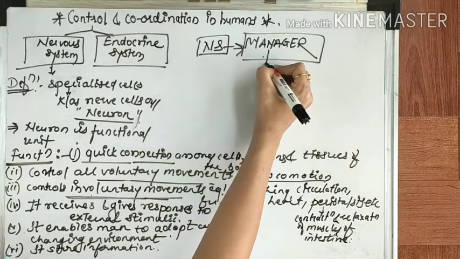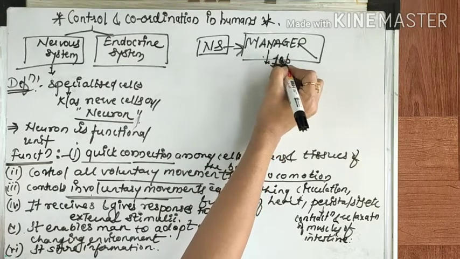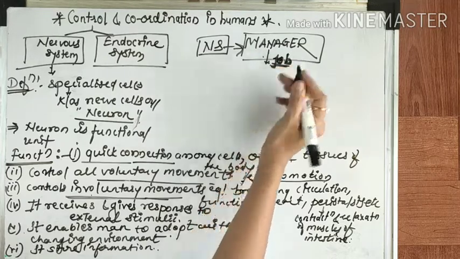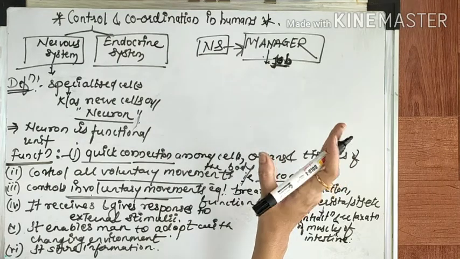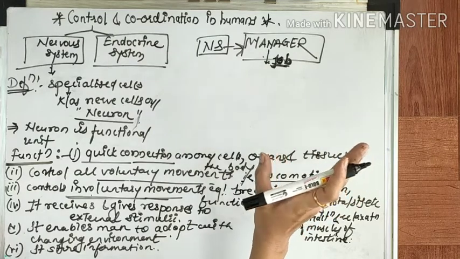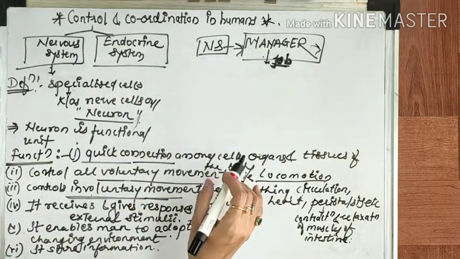And what is the job of a manager? It coordinates all the activities of the body when I am talking about the nervous system. And what is in general the role of a manager?